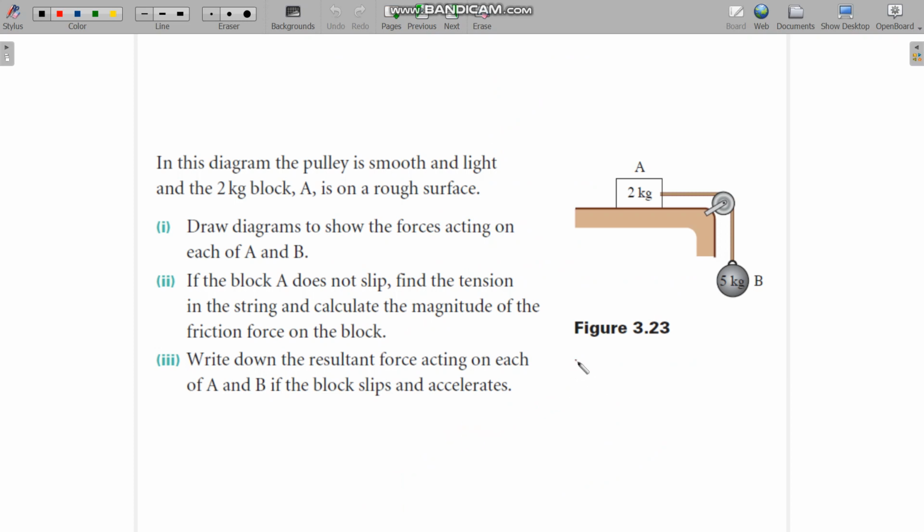And another example, we have a pulley, smooth, and rope, light, and so on, block 2 kg, and this is like a sphere 5 kg. Draw diagrams. The block does not slip. Find the tension and the magnitude of friction. Write down the resultant force.